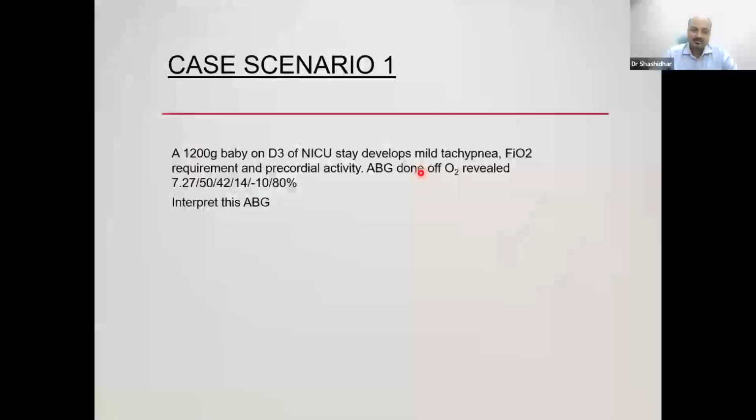So this is the first OSCE or case scenario. Let's see how many of you get it right. A 1.2 kg baby on day 3 develops tachypnea. FiO2 requirement is quite high. There is some precordial activity similar to the baby which was presented today. ABG was done off O2: pH 7.27, PO2 of 50, PCO2 of 42, bicarb of 14, base excess of -10, and saturation of 80%. Interpret the blood gas.